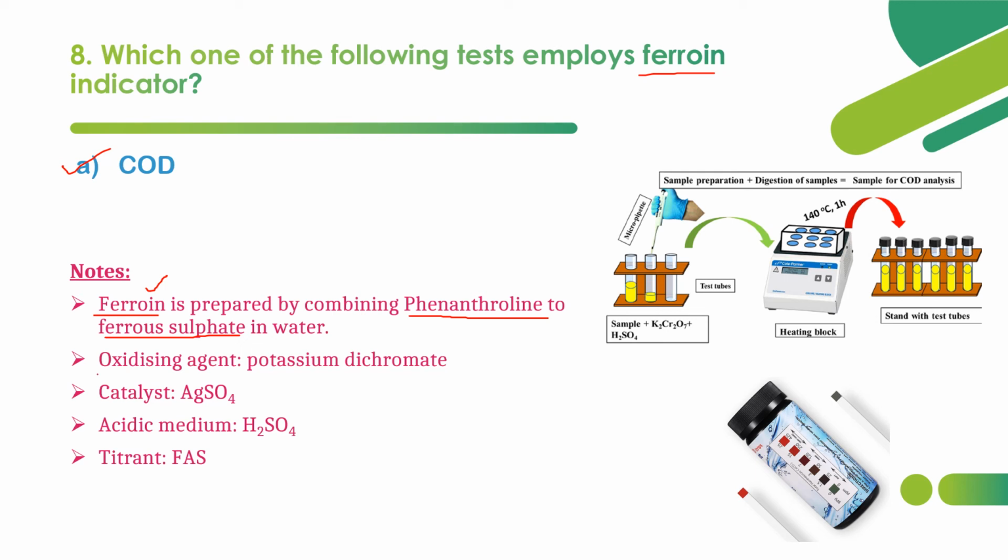In the COD analysis, we use an oxidizing agent. We use potassium dichromate, K2Cr2O7, as the oxidizing agent, and the catalyst is silver sulfate, Ag2SO4, and we use sulfuric acid as the acidic medium, and the titrant is ferrous ammonium sulfate, so FAS. So these are some of the most important things to be remembered in case of COD analysis.